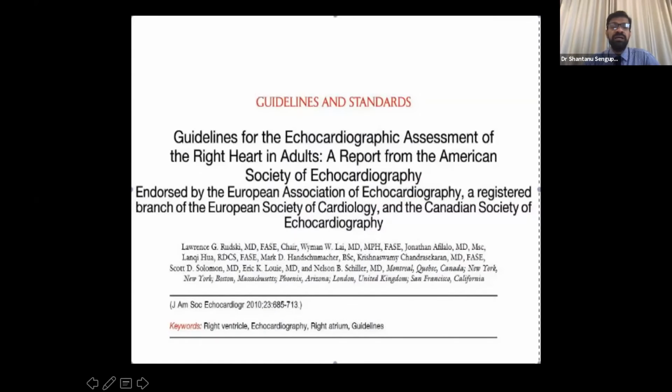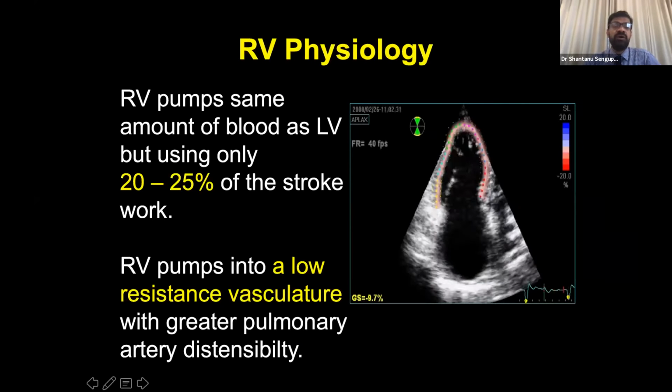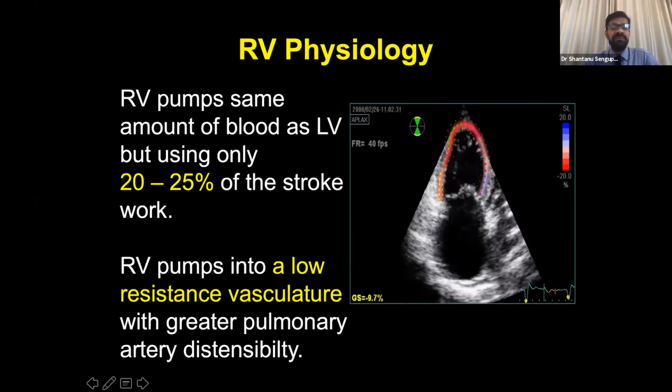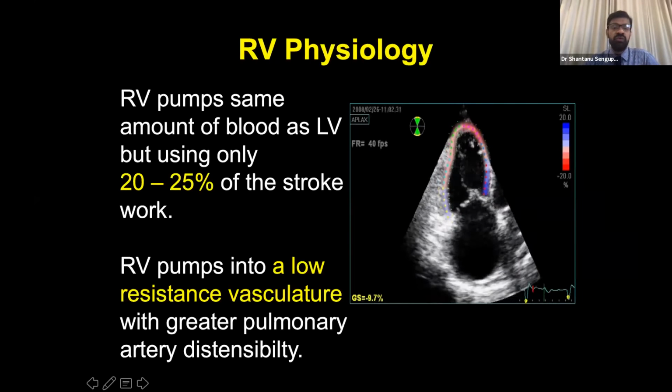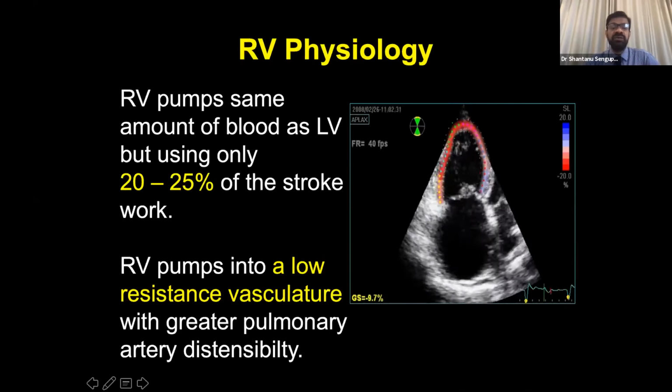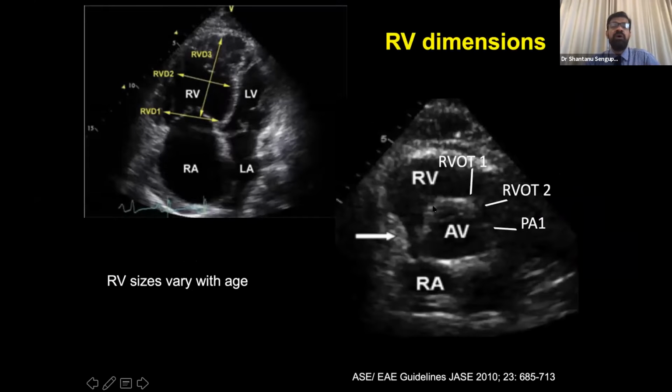You can look at RV, start looking, and you can have interesting images in patients of PUO, some masses, you can have RV myxoma. So the guidelines which came up in JASE looking at the RV showed that RV is an important structure. It pumps the same amount of blood as LV, but only using around 20 to 25% of the stroke work because it is pumping against a low resistance structure. And there are various RV echo measurements. We can look at dimensions, fractional area change, TAPSE, eccentricity index, TR velocities, Tei index, TDI, strain analysis, and 3D echo. But the most important is looking at the RV by looking at the dimensions.